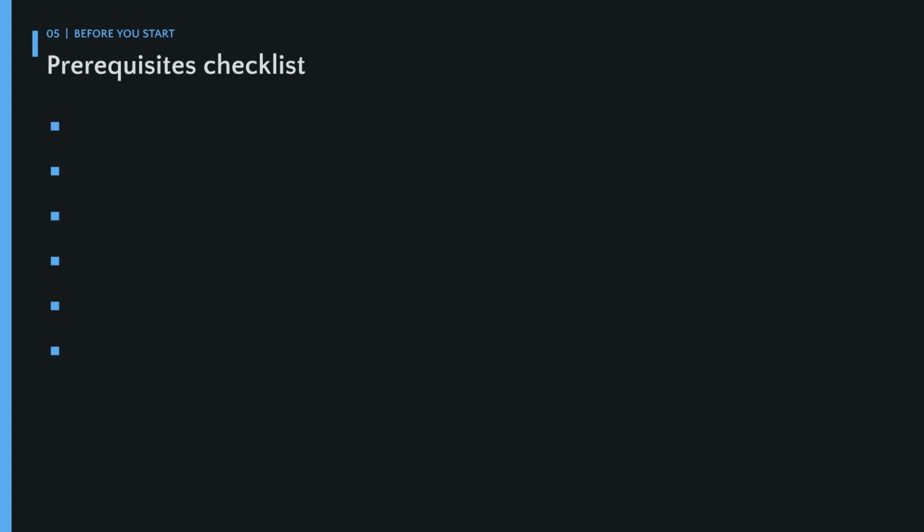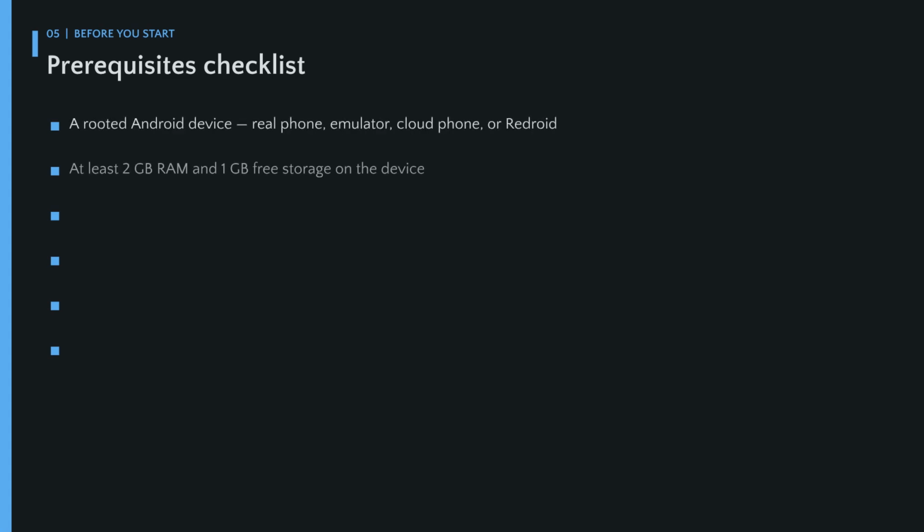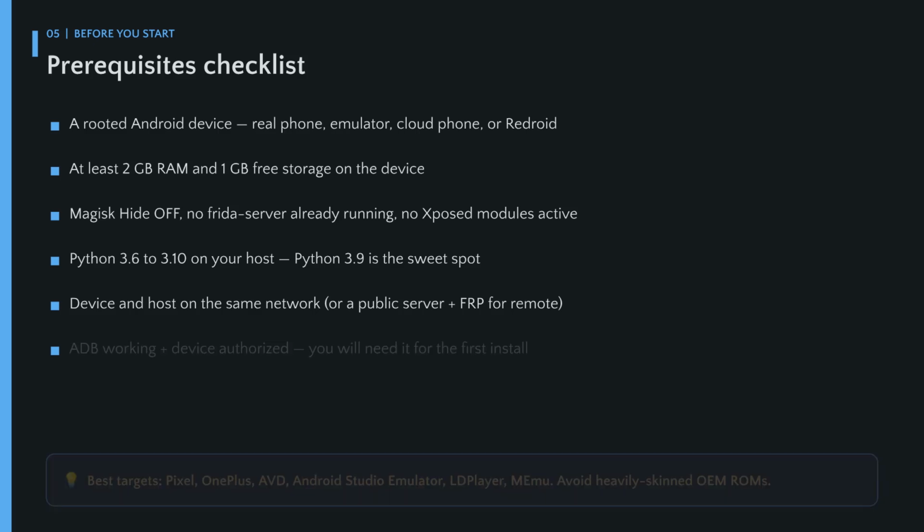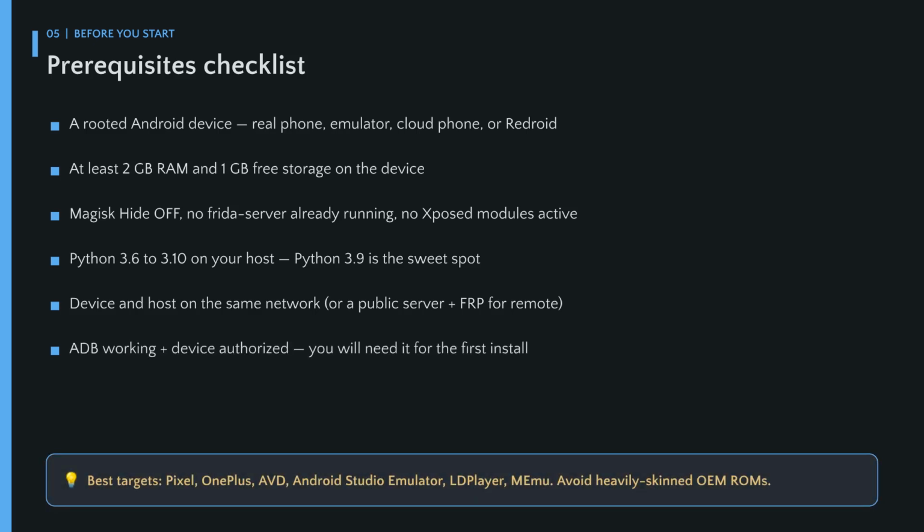Before you start, ensure you have a rooted Android device, at least 2 GB of RAM, and 1 GB of free storage. Magisk hide should be OFF, with no frida-server or exposed modules active. You'll need Python 3.6 to 3.10 on your host, preferably 3.9. The device and host should be on the same network or configured for remote access with FRP. You'll also need a working and authorized ADB for the initial installation.